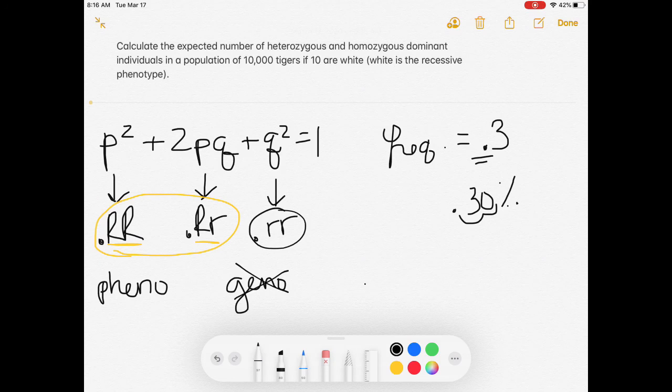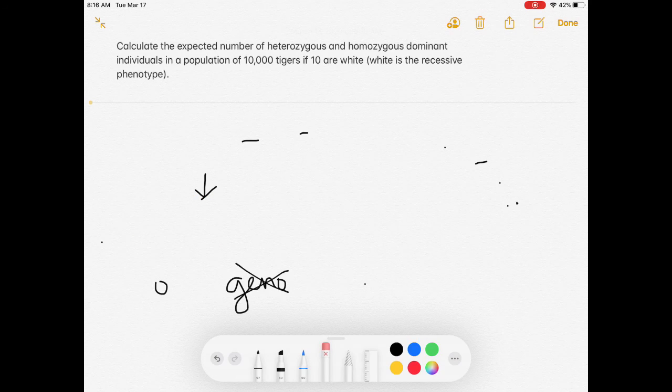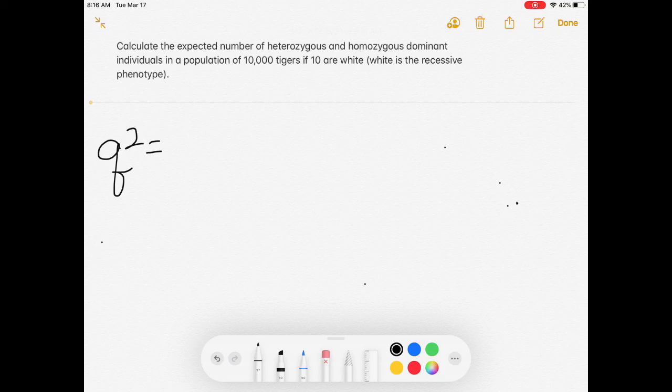And so if 10 of those tigers are white, we know that white is recessive. The only way they can be recessive is to be little r. So realistically, what we know is q squared. And we're always going to start off by figuring out q squared. That's what I always want you to do. Okay, I have to erase a whole bunch of stuff, so just be patient with me. All right, so first step, calculating our q squared.